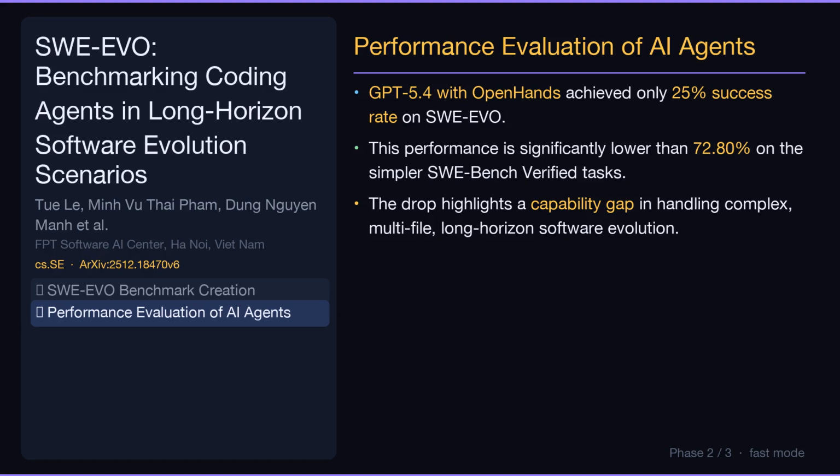Contribution 2. Performance evaluation of AI agents. GPT 5.4 with OpenHands achieved only 25% success rate on SWEVO. This performance is significantly lower than 72.8% on the simpler SWE-bench verified tasks. The drop highlights a capability gap in handling complex, multi-file, long-horizon software evolution.